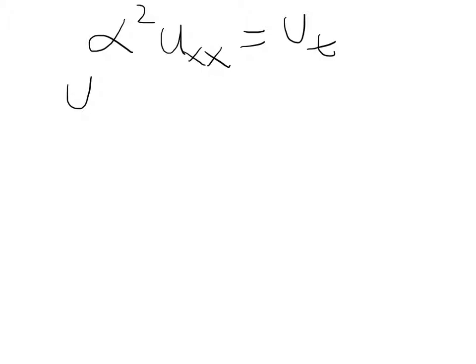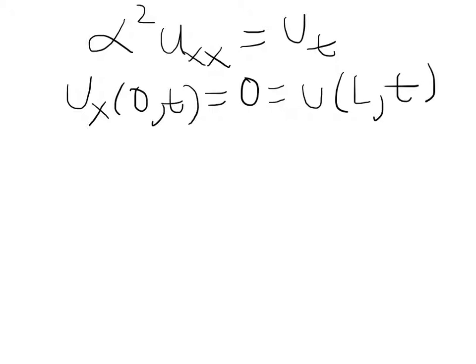of x comma t. And the problem is as follows. So our differential equation is alpha u_xx equals u_t, right? A familiar problem. We're looking on the boundaries of 0 and L, so our boundary conditions will be u_x of 0 comma t equals 0, which also equals u of L comma t. And finally, here's where our initial condition comes into play.